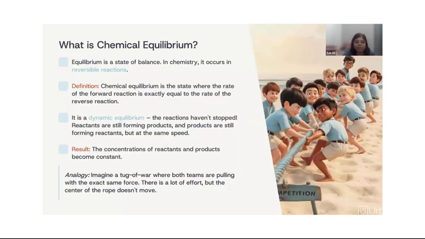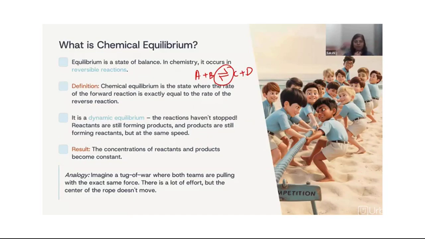Let us start. Okay, so firstly, let us understand what is chemical equilibrium. The word equilibrium itself suggests that it's kind of a state of balance in a reversible reaction. For example, if I write A plus B gives C plus D, this symbol means the reaction is reversible. That is, A plus B can form C plus D and the reaction can go backward also, right? So in reversible reactions, we get to see this equilibrium.